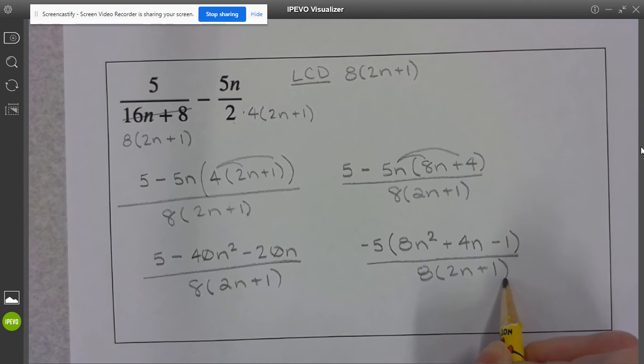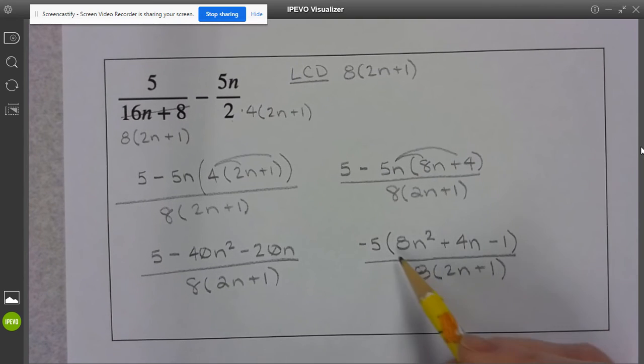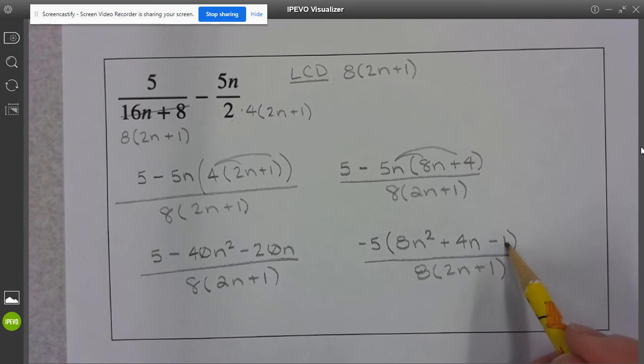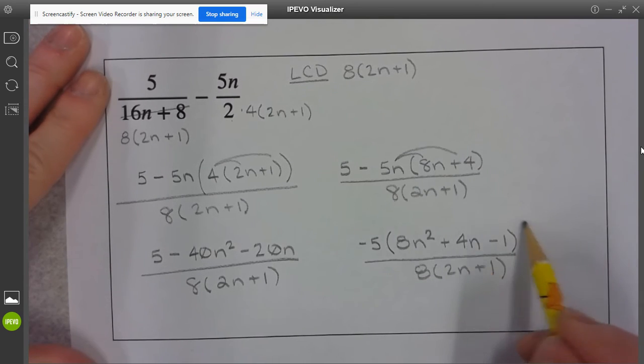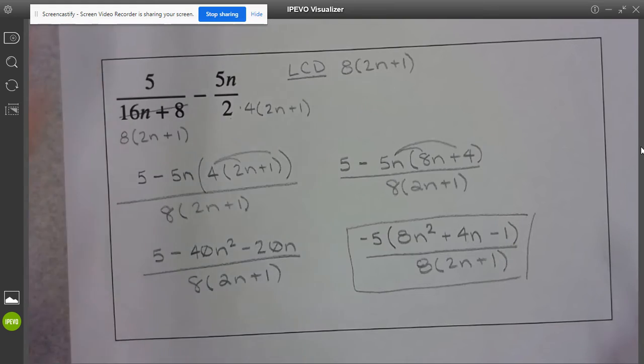Now, if I was thinking about my t-chart, I would have 8 times negative 1. So I have to multiply to get negative 8 and add to get positive 4. There's no factors for 8 that would work. So this is my simplified form here.